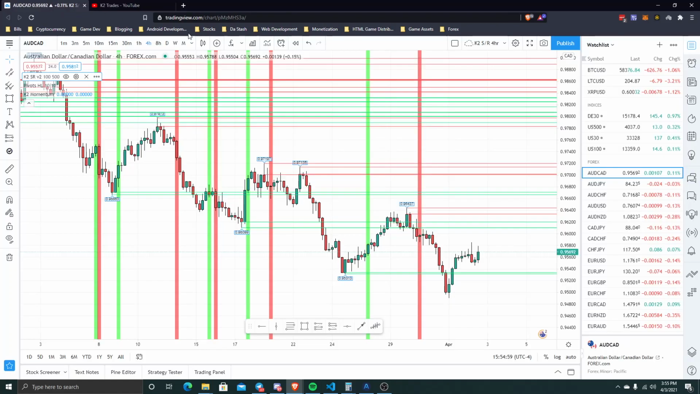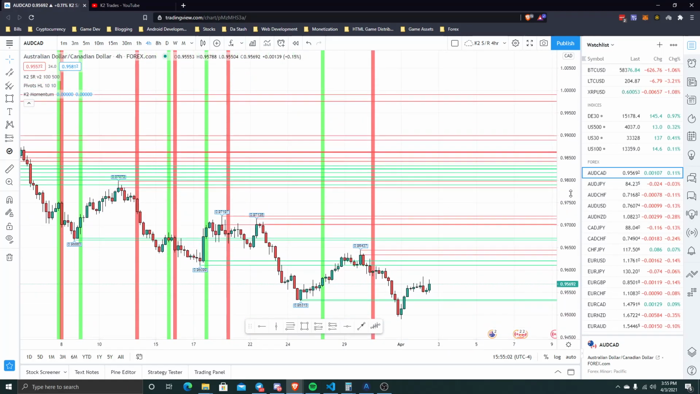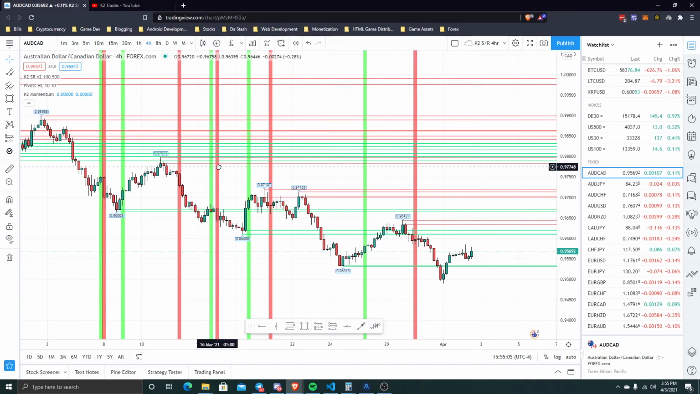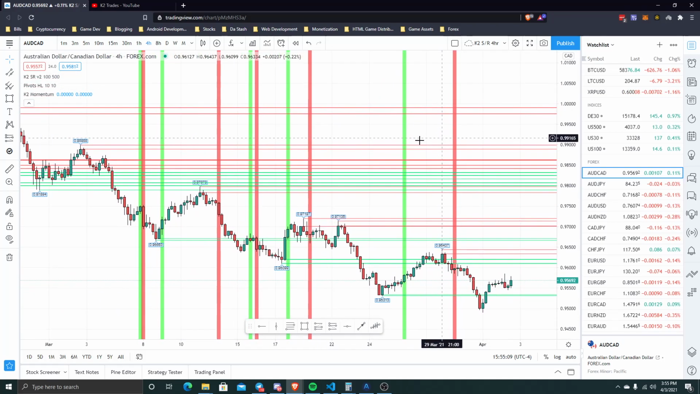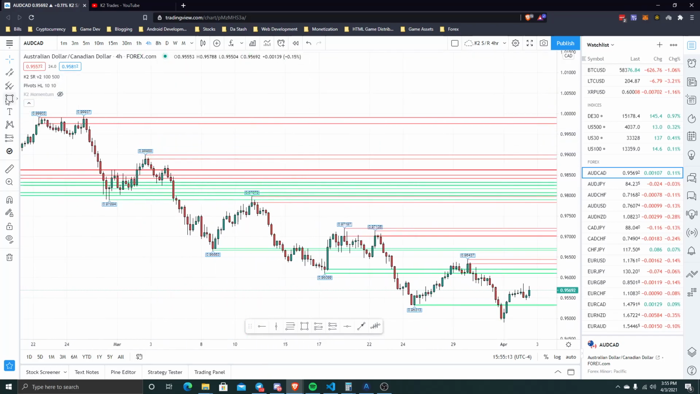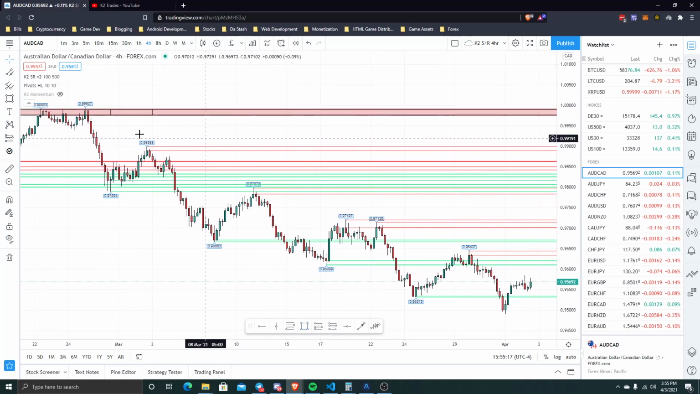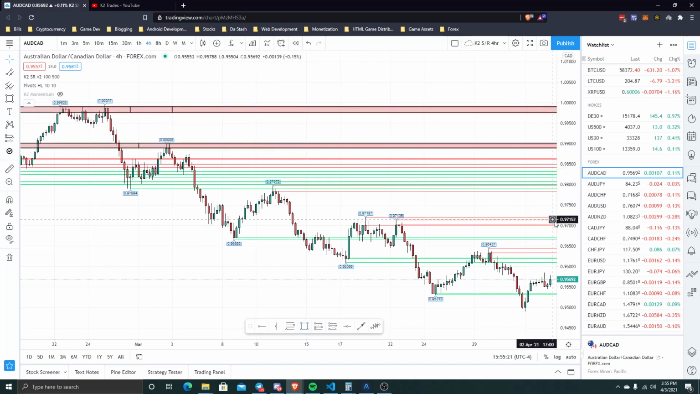But I'm going to go ahead and get started with the chart markups and analysis here. So let's start with AUD CAD. I'm going to turn off the momentum for right now and mark up these zones here. And as you can see how easily I can mark these zones.